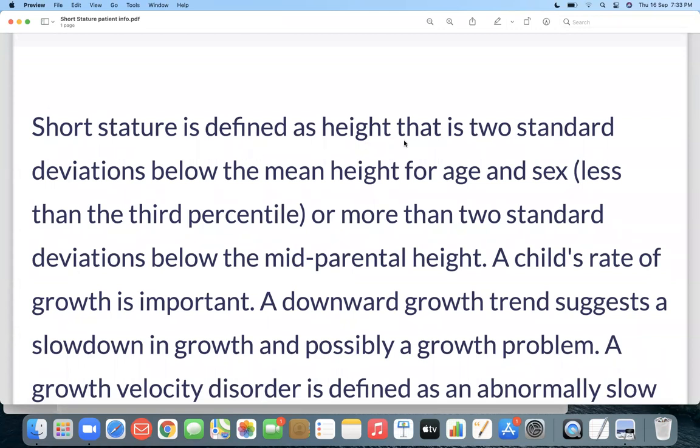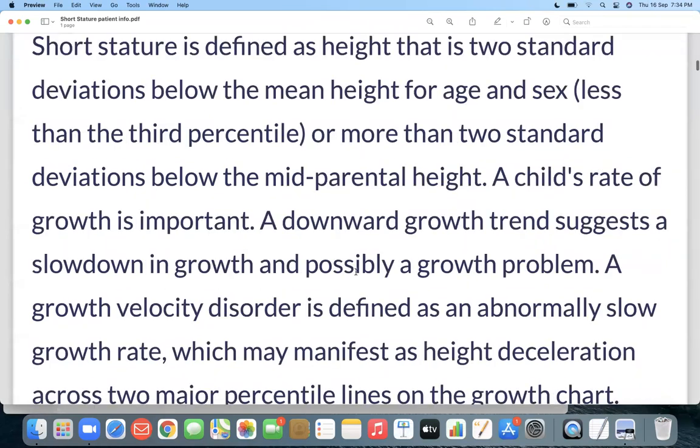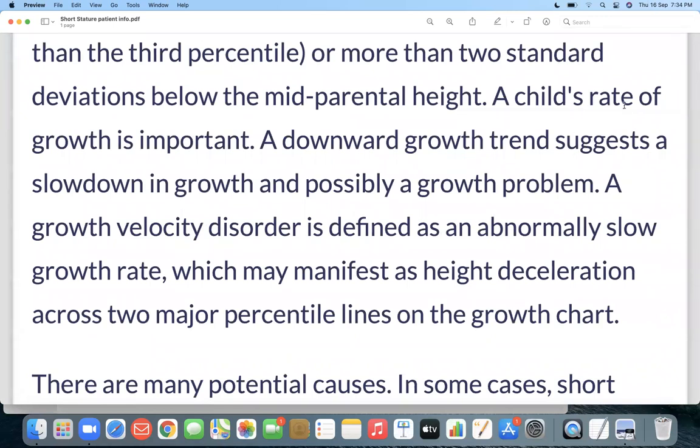Short stature is defined as height that is 2 standard deviations below the mean height for age and sex, less than the 3rd centile, or more than 2 standard deviations below the mid-parental height. A child's rate of growth is important. A downward growth trend suggests a slowdown in growth, possibly a growth problem. A growth velocity disorder is defined as an abnormally slow growth rate, which manifests as height deceleration across 2 major percentiles on the growth chart. If it crosses 2 centiles below, you should be careful.